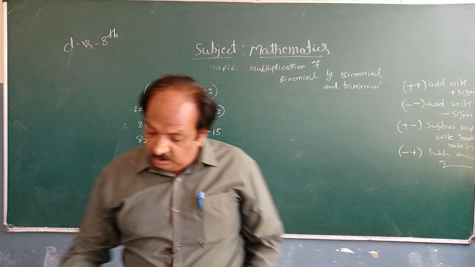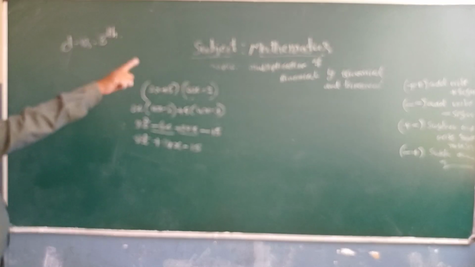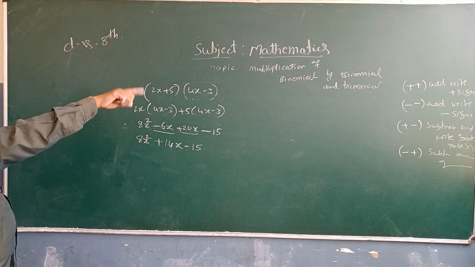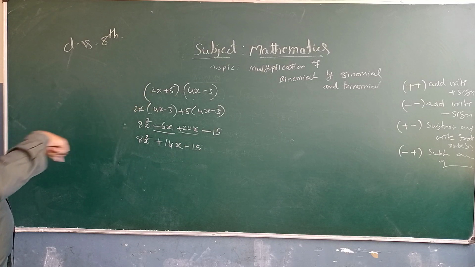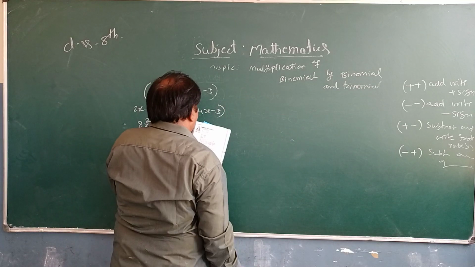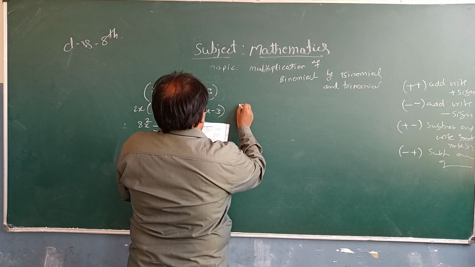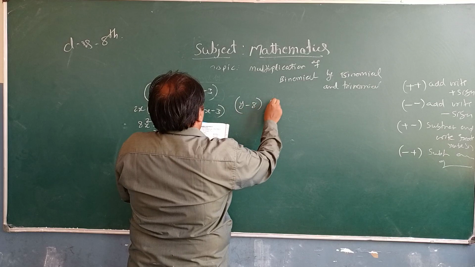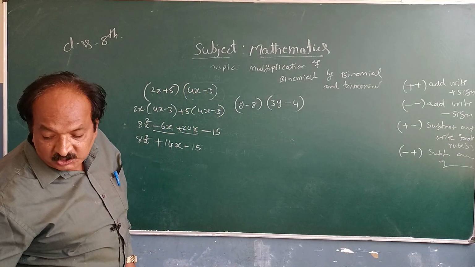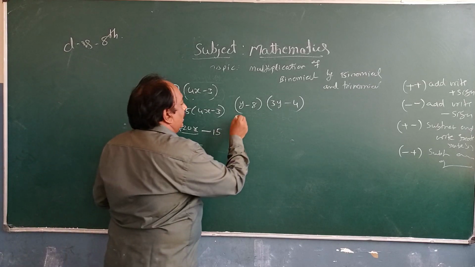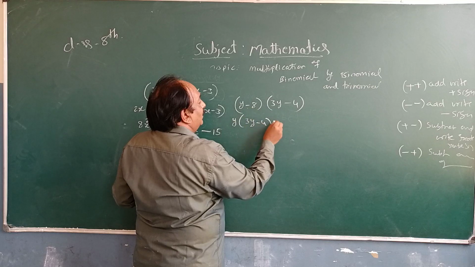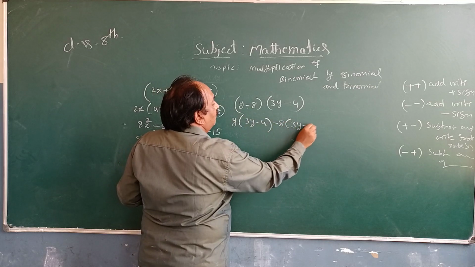Like this, we have to work out all the problems. That is the basic. That is the tool for mathematics. If the student knows the tool, he is able to do any mathematics because it is a very important tool of mathematics. Next, y minus 8 into 3y minus 4. This is the same problem, multiplication of binomial by binomial. y into 3y minus 4, minus 8 into 3y minus 4.